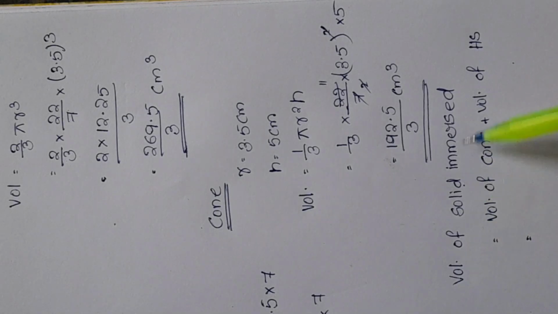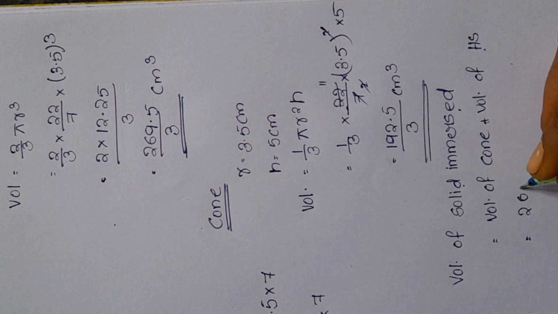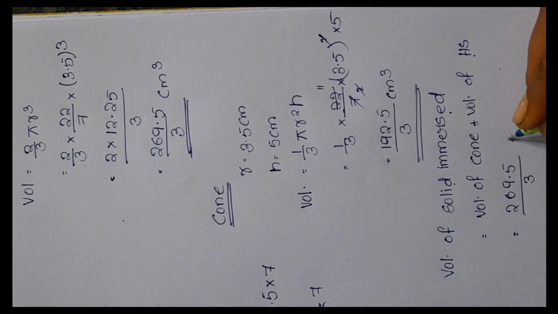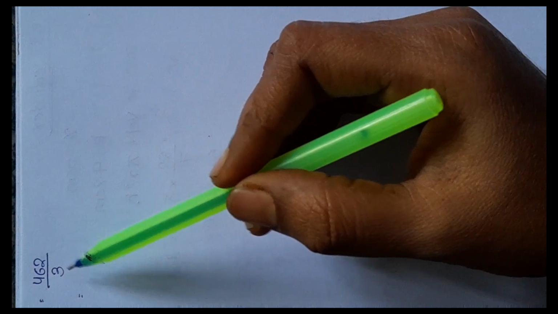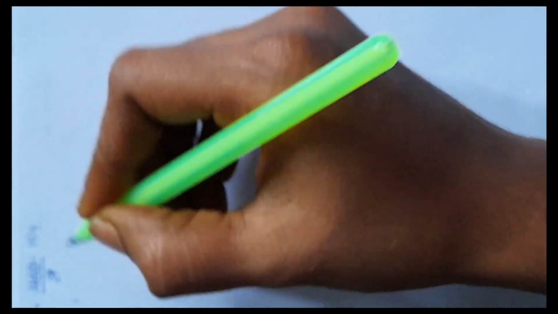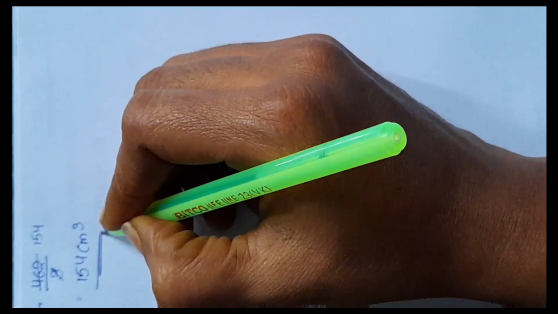Now the volume of the solid immersed is equal to the volume of the cone plus the volume of the hemisphere, that is 269.5 by 3 plus 192.5 by 3. On adding those two values, we get 462 by 3. On cancellation, 3 ones are 3, 3 fives are 15, 3 fours are 12. That is 154 centimeter cube, which is the volume of the solid immersed.